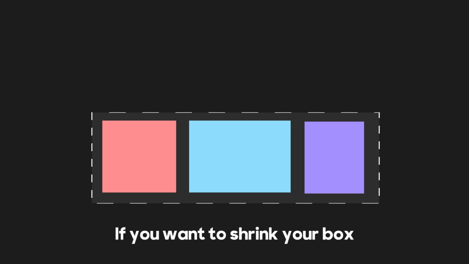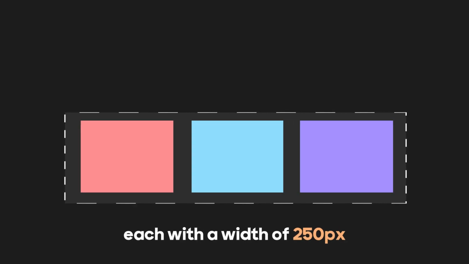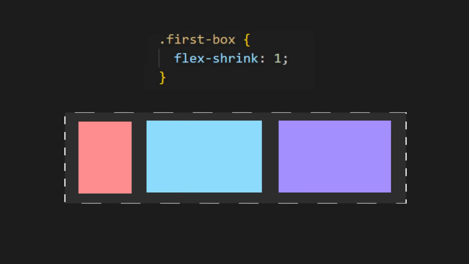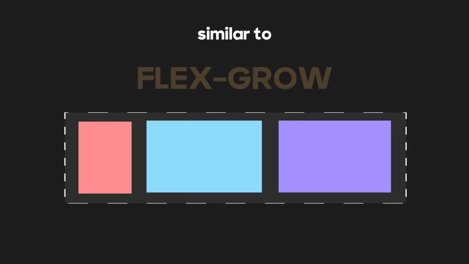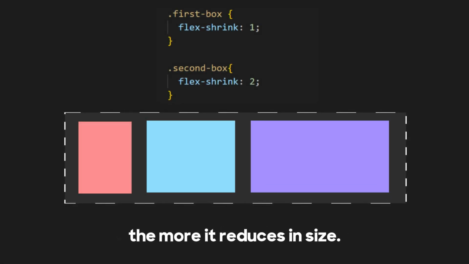If you want to shrink your box when the boxes don't fit the container, you can use Flex Shrink to reduce the size of the box. For instance, you have a container with a width of 500 pixels, and you placed 3 boxes inside, each with a width of 250 pixels. But if you want the first box to be much smaller than the other 2, you can just use Flex Shrink 1, similar to Flex Grow, but this time, the size will be reduced instead of growing. Like Flex Grow, it also follows a hierarchy system, where the higher the number, the more it reduces in size.